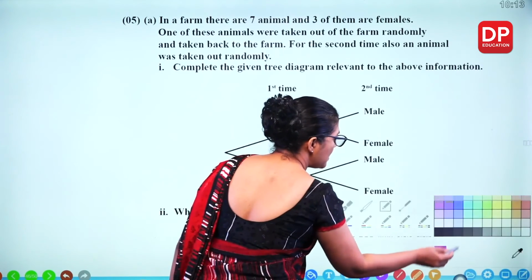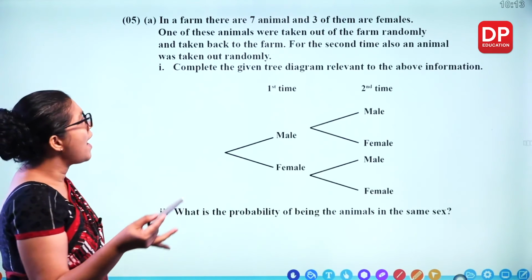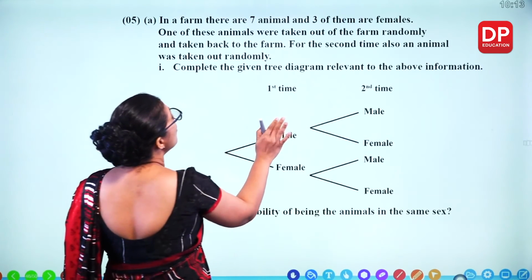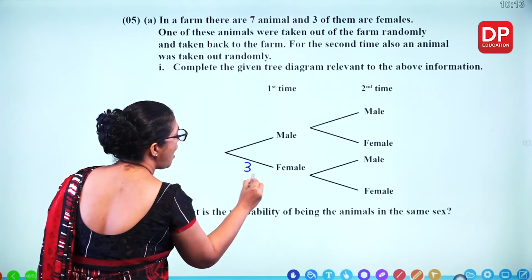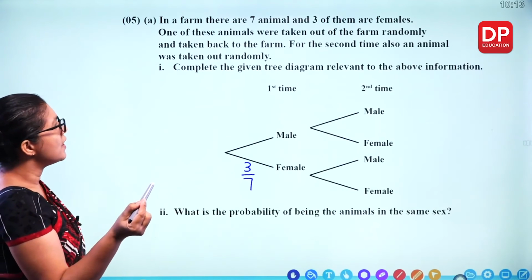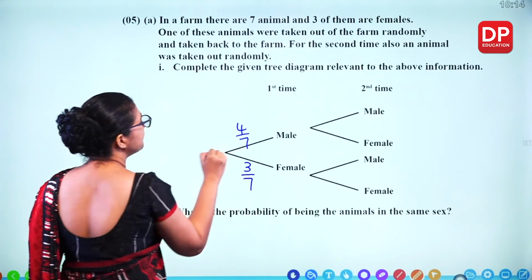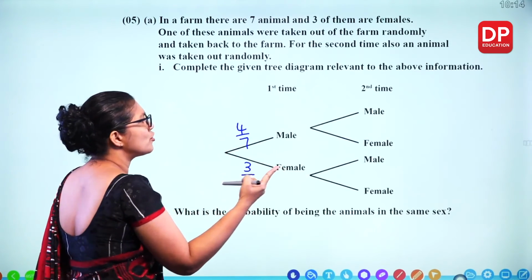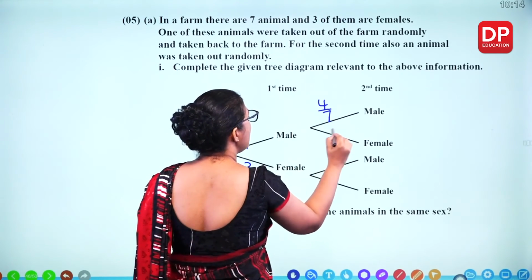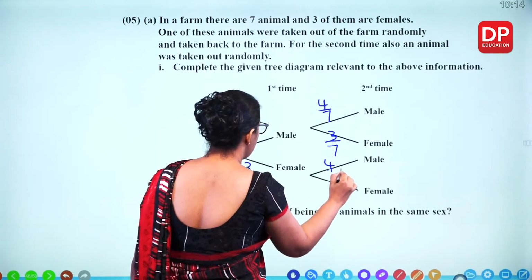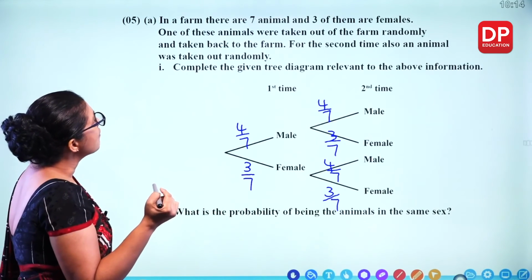So it's easy. This is replacing again. So same number of animals. So 7 animals and 3 are females. So 3 out of 7 is the probability of getting a female one. So what's the male one? 4/7. And second time also probabilities are not changing. Same thing. So 4/7 and 3/7 here. 4/7, 3/7. So that's the tree diagram.